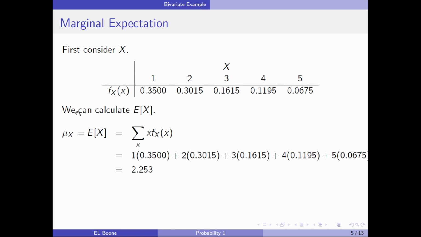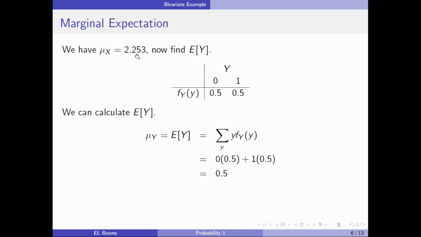Here's the marginal. We can calculate the expected value of X. Mu of X is equal to the expected value of X, which is the sum across all of the X's of X times the density or distribution f of X. So that's just 1 times the probability, plus 2 times the probability, plus 3 times the probability, and so on. And when you do the calculation, you're going to end up with 2.253. Now, I'm going to put the answers up here as we go along because we're going to be accumulating these so we can put everything together at the end, and we'll have all the pieces along the way.